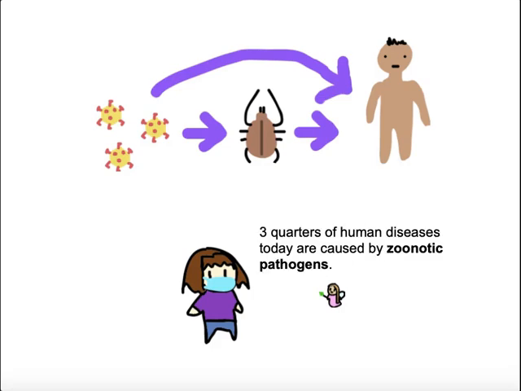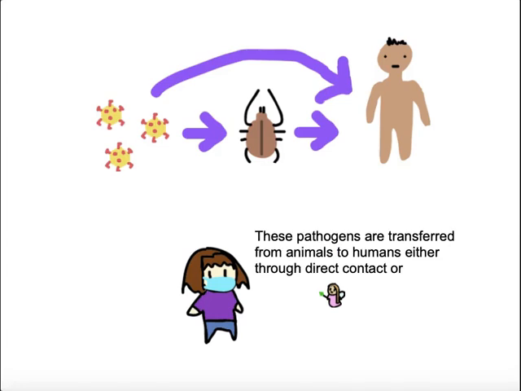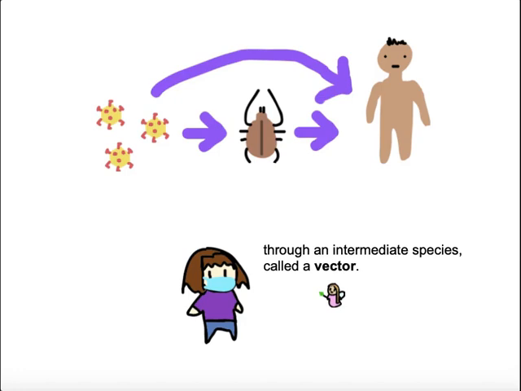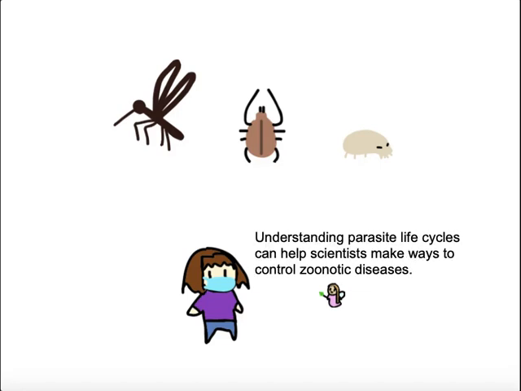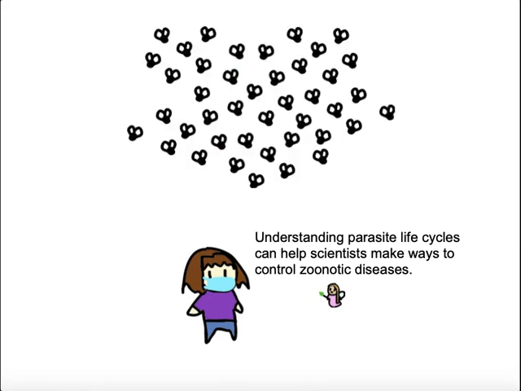Three-fourths of human diseases today are caused by zoonotic pathogens. These pathogens are transferred from animals to humans either through direct contact or through an intermediate species, called a vector. These vectors usually include parasites, such as ticks, lice, and mosquitoes. Understanding parasite life cycles can help scientists make ways to control zoonotic diseases.